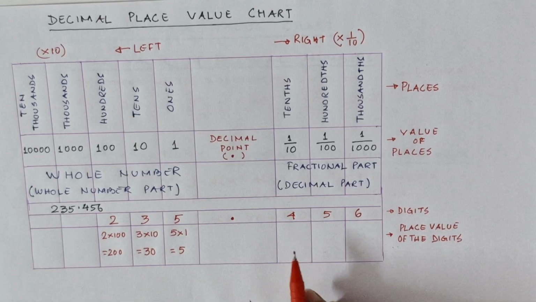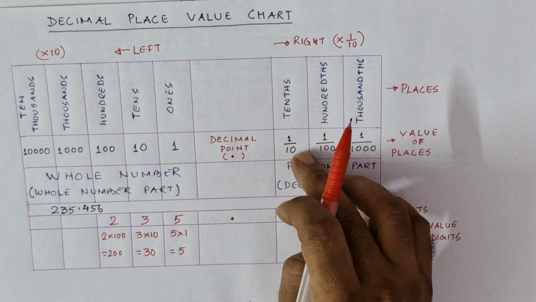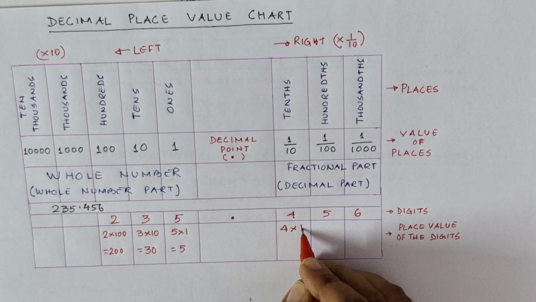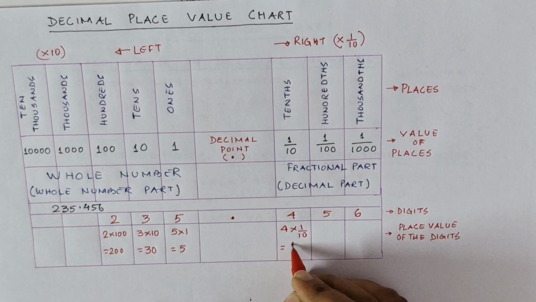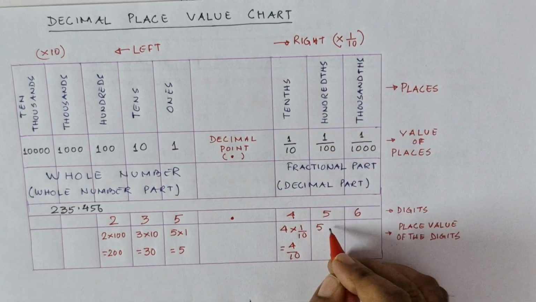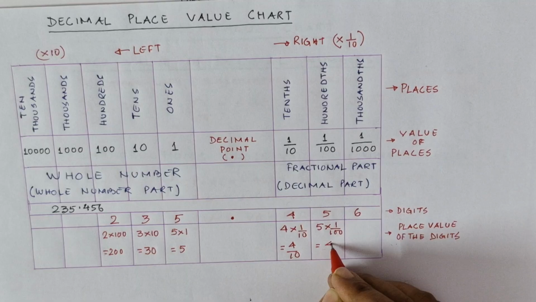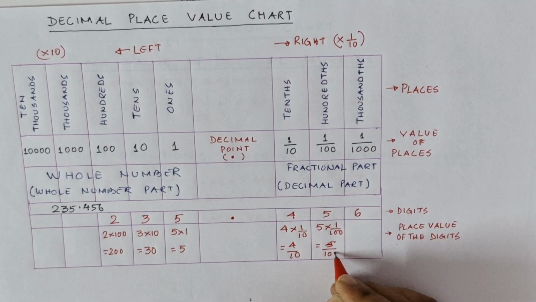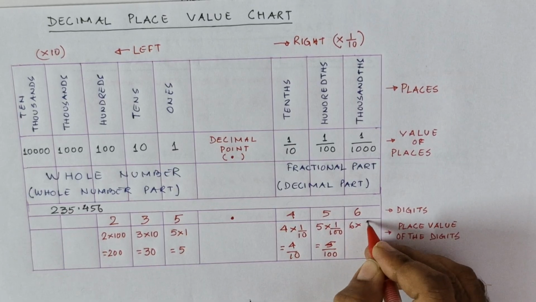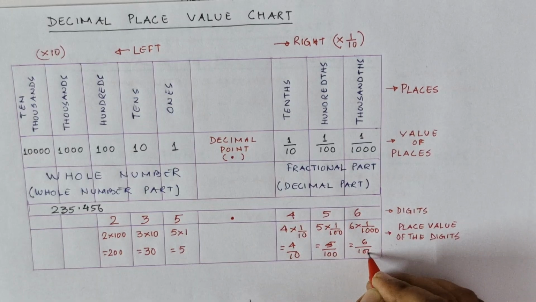Now let's see what happens on the right hand side. So this is 4. It lies in the tenth place, meaning 1 by 10. See, multiply 4 by 1 by 10, so it is 4 by 10. Okay. Now 5 lies in 1 by 100, so multiply 5 by 1 by 100. It becomes 5 by 100. Okay. Now 6 lies in 1 by 1000, so multiply 6 by 1 by 1000. It becomes 6 by 1000.